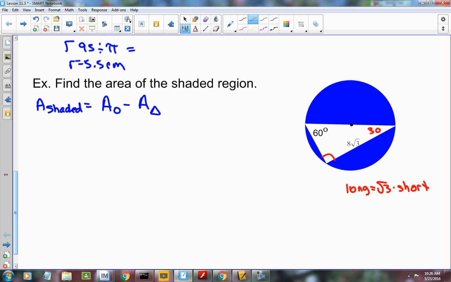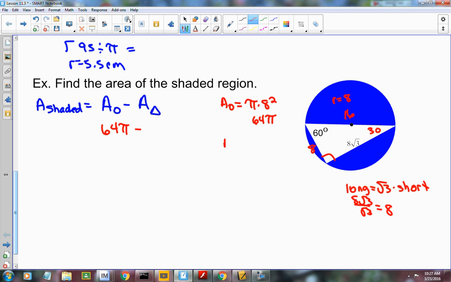Okay, we take our long, we divide it by radical 3, which made my short 8, which made my diameter 16. Good. So what does that make my radius? 8. Okay, so my radius is 8. So I can come over here and I can do the area of the circle, which is going to be pi times 8 squared, which is 64 pi. That's what this part is right there, 64 pi.